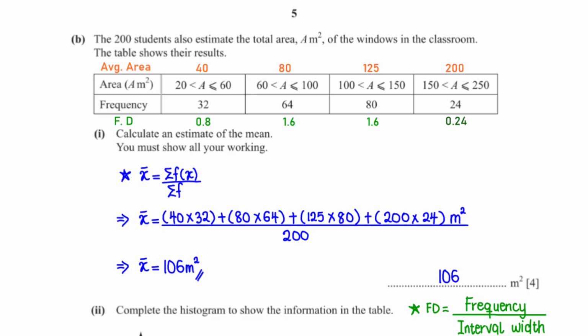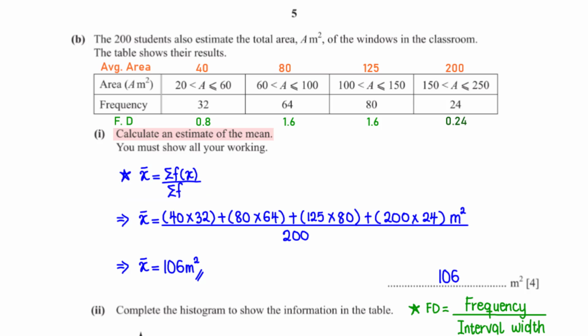The 200 students also estimate the total area, A meters squared, of the windows in the classroom. The table shows their results. Calculate an estimate of the mean. You must show all your working. The mean is equal to sigma f of x, which is the total sum of the areas estimated by the students, divided by sigma f, which is the sum of the frequencies.